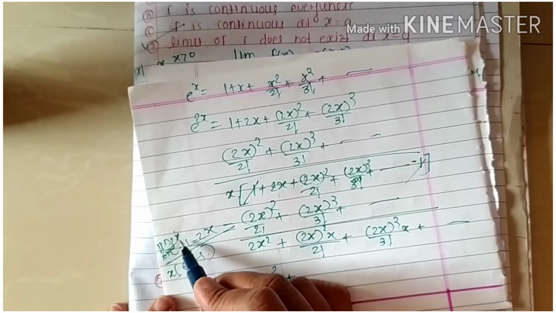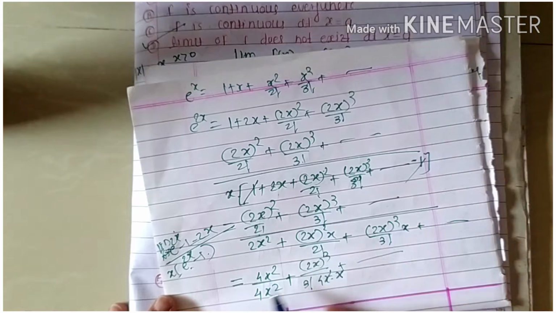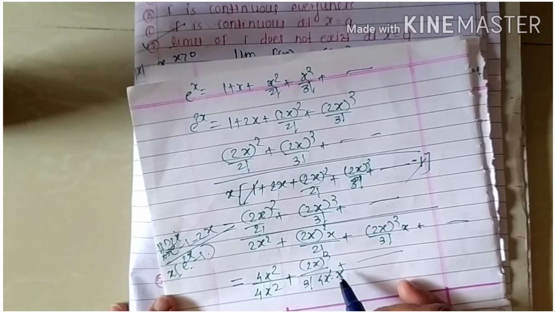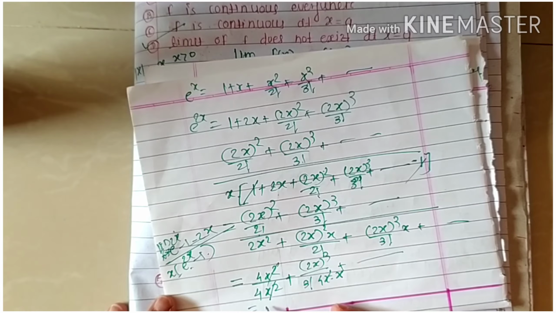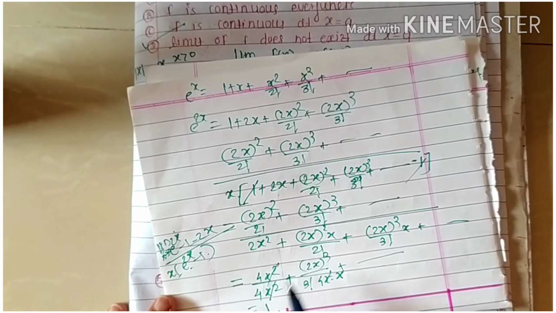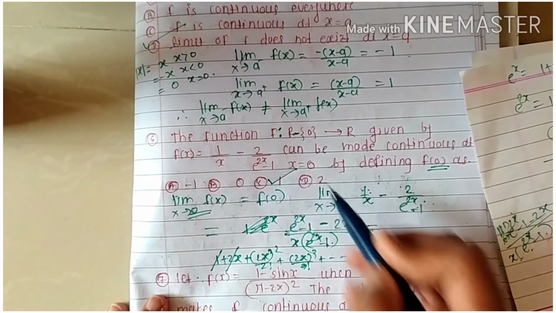Then after simplifying this, the remaining term is 4x square divided by 4x square. When we take the limit x tending to 0, this x square gets cancelled, and we get 4 upon 4, that is 1. The answer is 1. Therefore the value of the limit is 1.